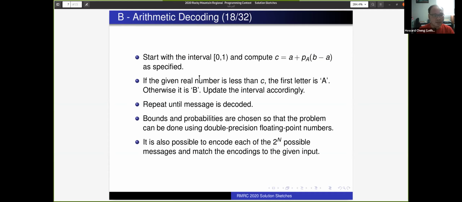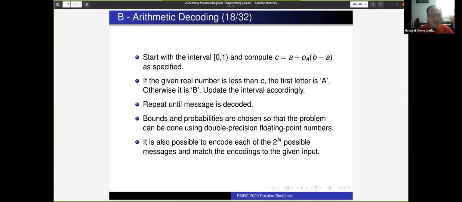If you don't like that, you can also try all possible input messages because n is only up to 15. So there are at most 2 to the 15 possible input messages. For each one, you can do the encoding as described, and then compare the encoding against the input and see if the two match, and then you can figure out which original message it was.